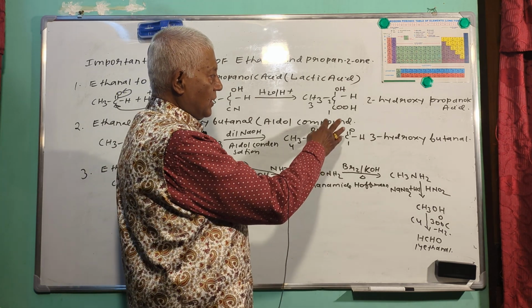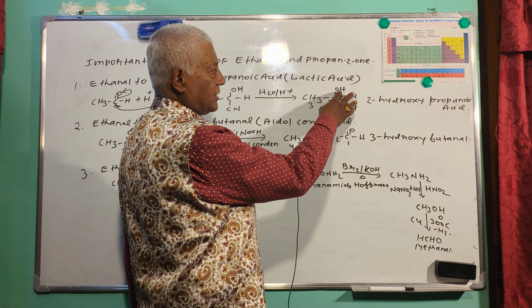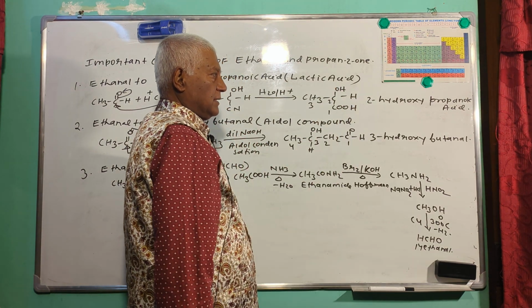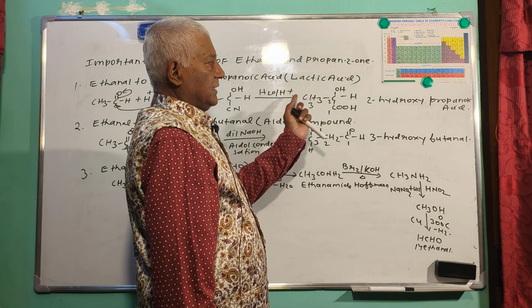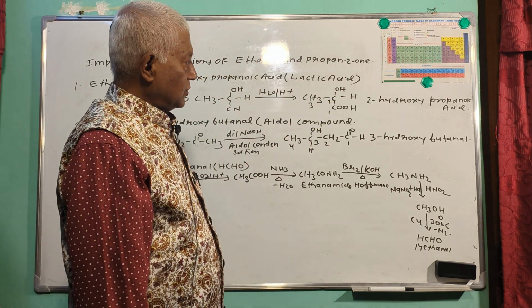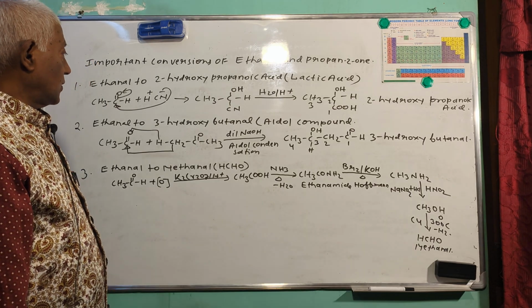So what do we have? 1, 2, 3. The 2 position has OH, so it is 2-hydroxy. And how many carbons? 1, 2, 3. So what do we have? 2-hydroxypropanoic acid. Yes. So we have to practice all this.